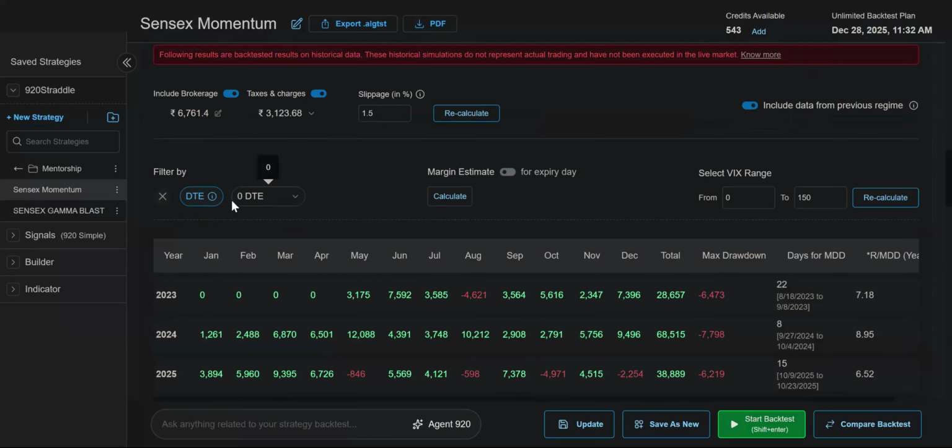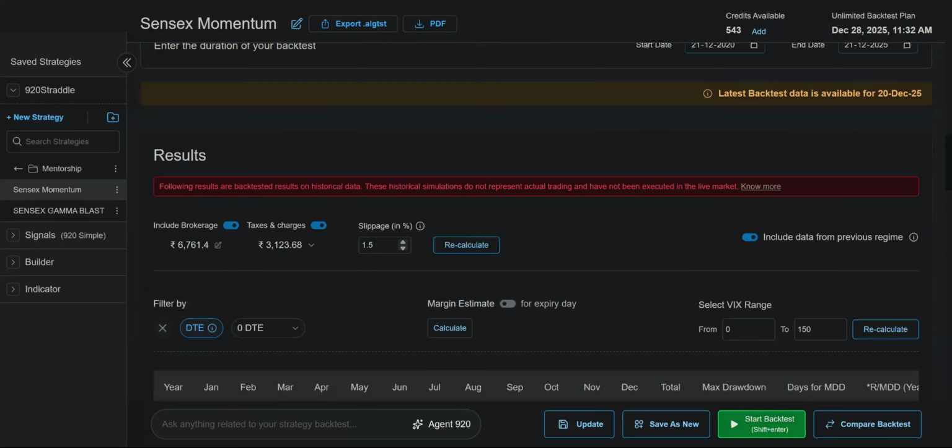So we'll only be doing it for DT0. I have kept a filter of expiry, and slippage I have kept 1.5%. The reason being it's a Sensex, and also it's a momentum strategy. Normally I keep 1% for Sensex, but since it's a momentum strategy, I have kept 0.5% extra, which I think is good for Sensex, 1.5%.